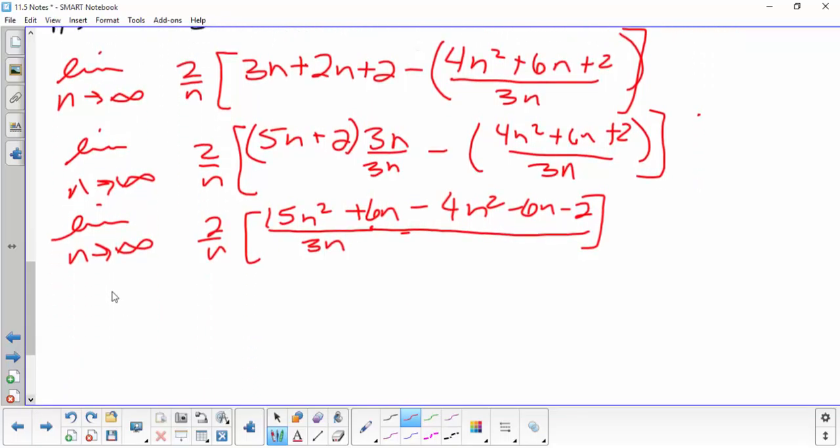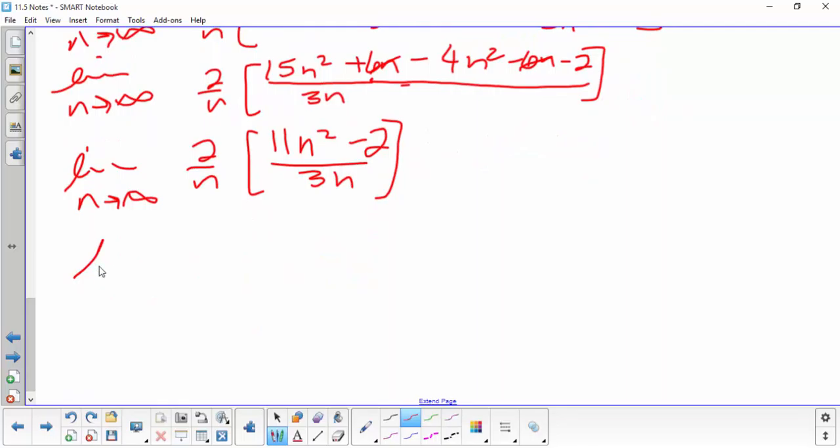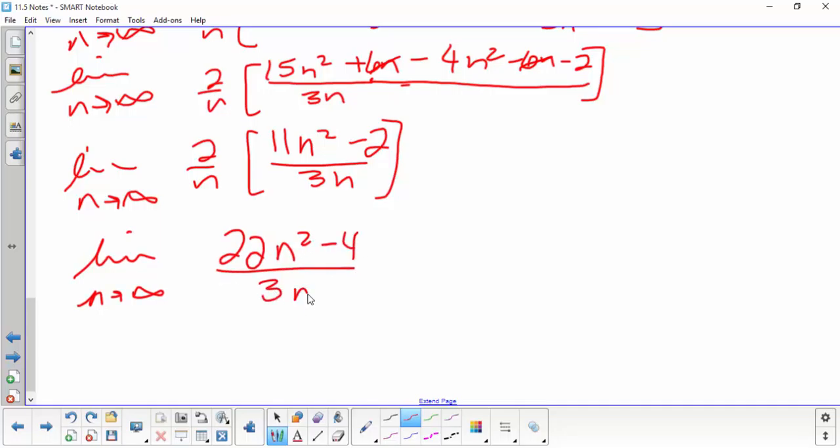So from here, we have the limit as n approaches infinity. At this point, I can combine like terms and then distribute the 2 over n. So I have 15n squared minus 4n squared, which will give me 11n squared. The 6n's cancel, minus 2 over 3n. So I have the limit as n approaches infinity of, distributing the 2, 22n squared minus 4 over 3n squared.